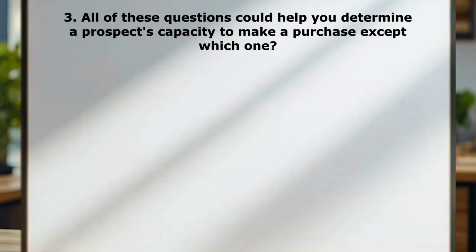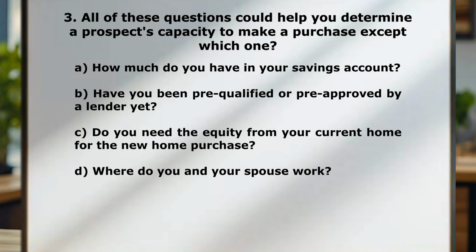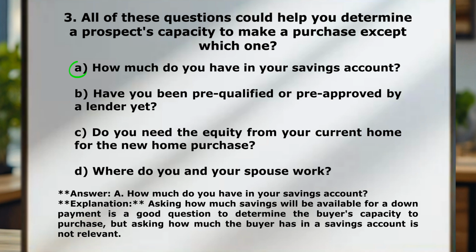Question number 3. All of the questions could help you determine a prospect's capacity to make a purchase, except which one? A. How much do you have in your savings account? B. Have you been pre-qualified or pre-approved by a lender yet? C. Do you need the equity from your current home for the new home purchase? And D. Where do you and your spouse work? The answer is A. How much do you have in your savings account?